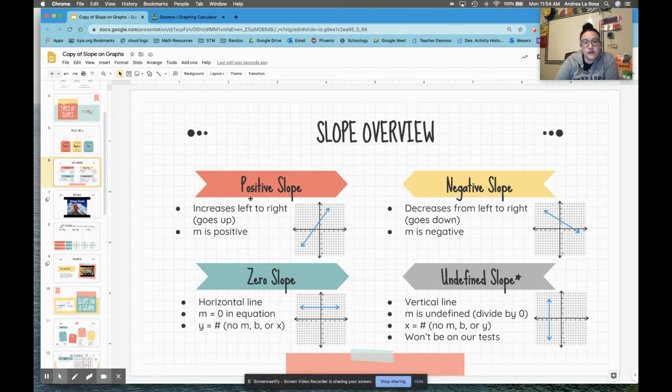So here's a quick overview of the different types of slope. Again, we have positive, negative, and 0 that we're talking about in this class. That bottom right is another kind of slope, but we're not going to talk about it in 8th grade. You'll get into that with algebra. It's called undefined slope. That's where you have a straight vertical line. It's kind of the opposite of a 0 slope. 0 is horizontal, undefined is vertical.